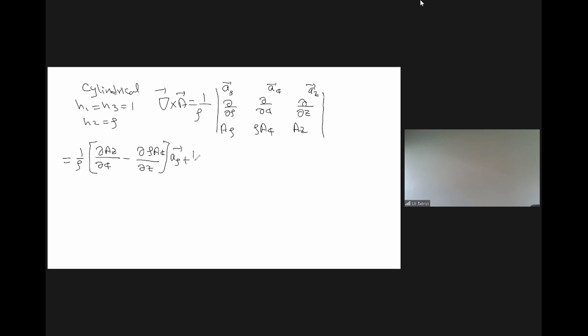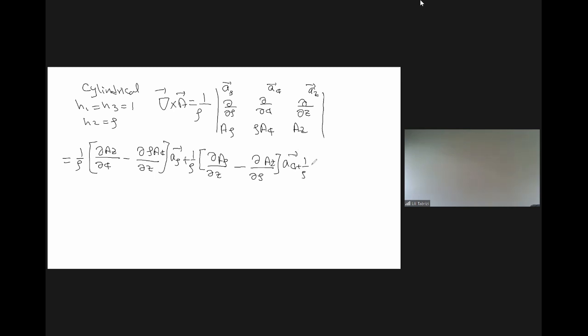Again, you have 1 over ρ in front of all of them. Eliminating first row, first column, you have a minus, but switch. So you write ∂/∂z first. It's ∂/∂z Aρ, minus ∂/∂ρ Az. This is the φ component.